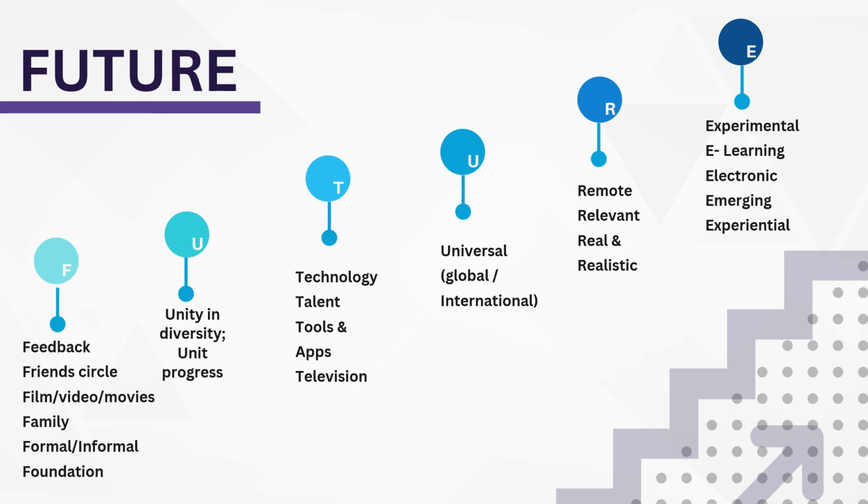U for unity and diversity, unit progress. T for technology, talent, tools, and application like television. U for universal, global, and international. R for remote, relevant, real, and realistic. E for experimental, e-learning, electronic, emerging, and experiential.